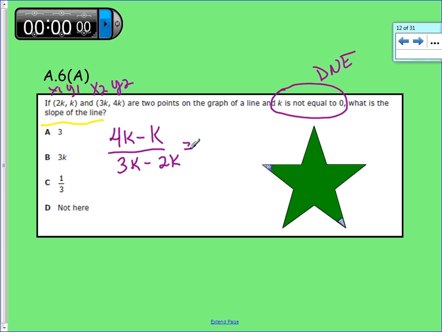We are combining like terms. 3k divided by 1k, so 3k. Can I simplify that any further? Can I cancel anything out? Is there anything divided by itself that's getting 1? 3k divided by k. K divided by K gives you 1, so your answer is? Good.